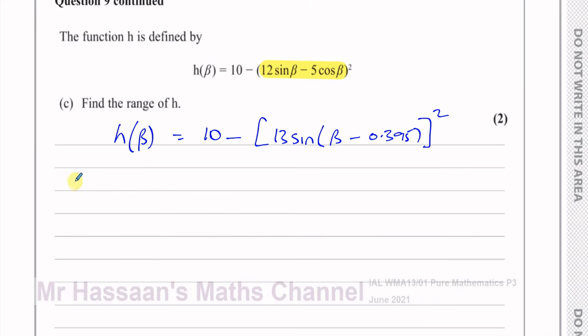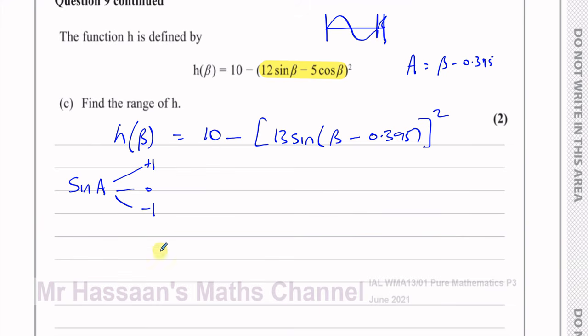Okay, because we know that the sine of an angle, let's say the angle beta minus 0.395, I'm going to call it angle A for now. The sine of angle A can have a maximum value of +1, a minimum value of -1. It can also have a value of 0, as we know the sine curve fluctuates between 0, 1, -1, 0, and so on. So now we can think about the extreme values that this can be.